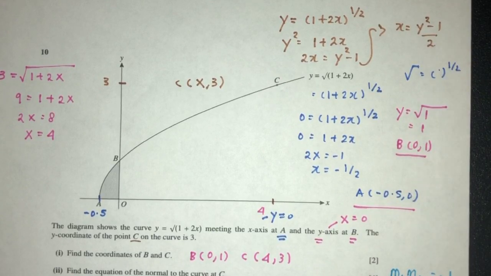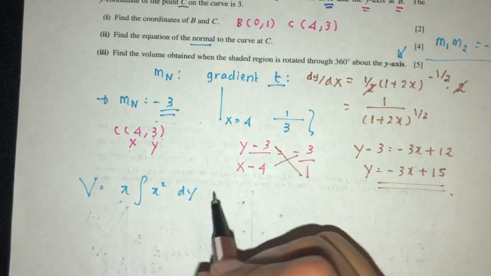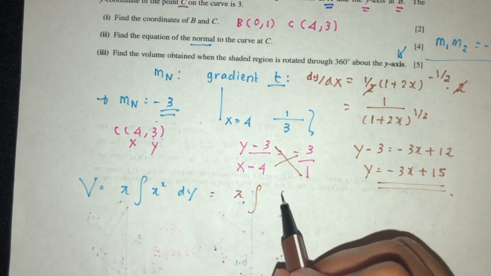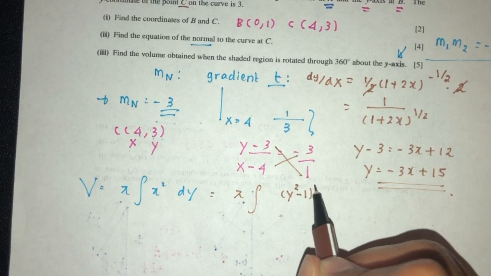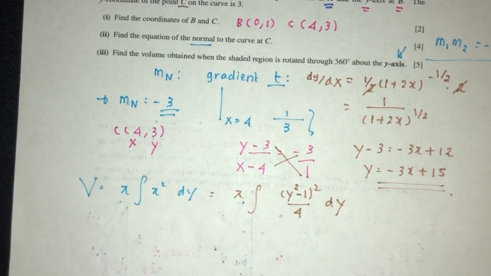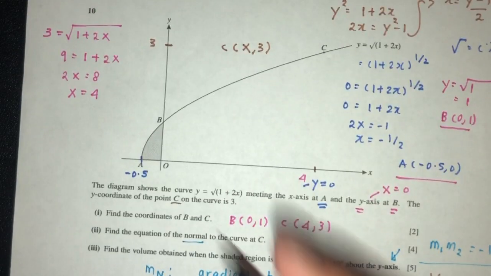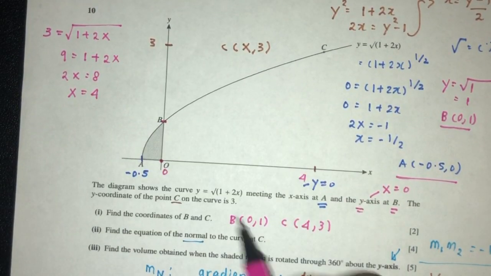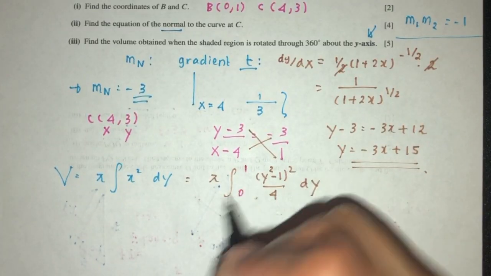So now x squared will be what? Just square those values. You will have pi, limits. x squared will be (y squared minus 1) squared over the value of 4, with respect to dy. Now what are the limits? By observation, we know this is 0. And this is what? B is the point (0, 1), that should be 1. Limits is 0 to 1.